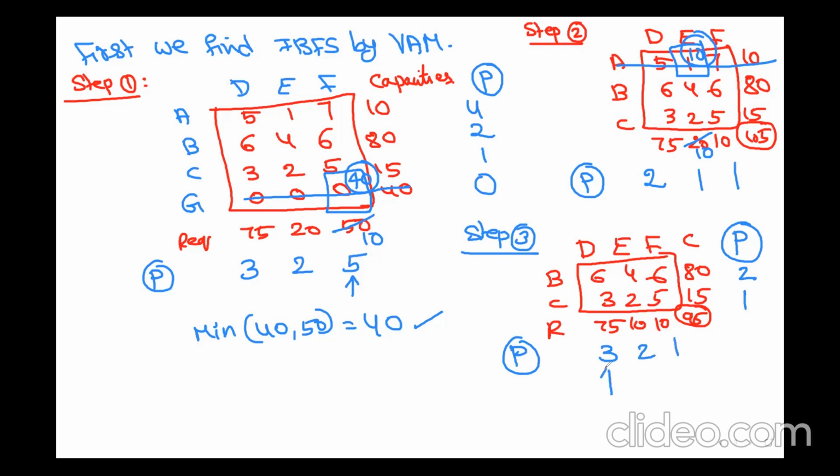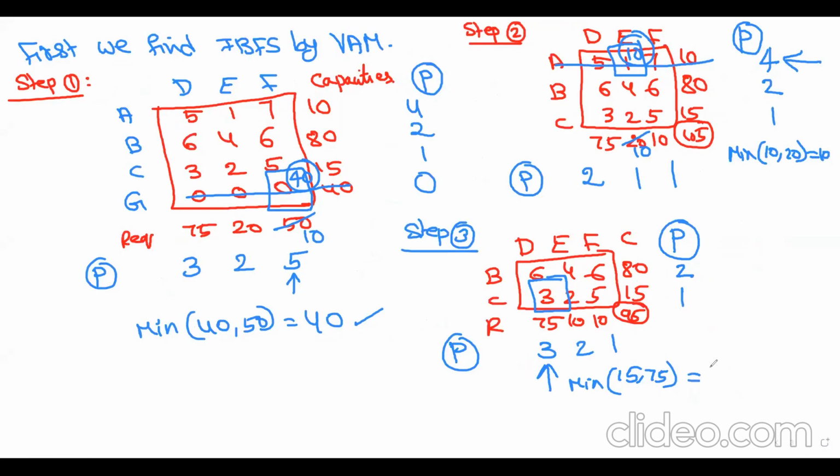So what is the highest penalty? 3. For this 3, the corresponding least element is 3. So I have to go for allocation for 3 first. For 3, the minimum of 15 and 75. What is the minimum of 15 and 75? 15. So I have to give 15. So what is satisfied? The row is satisfied and the column is reduced. 75 minus 15, how much? 60.